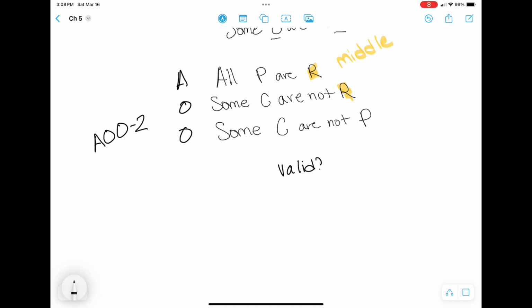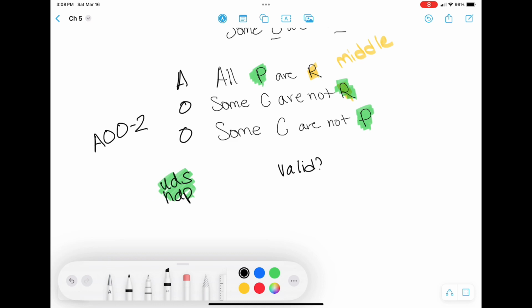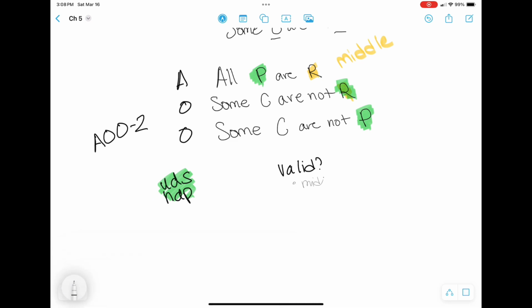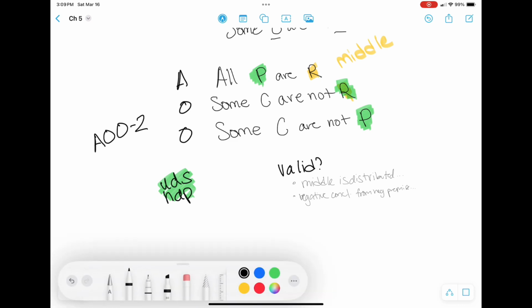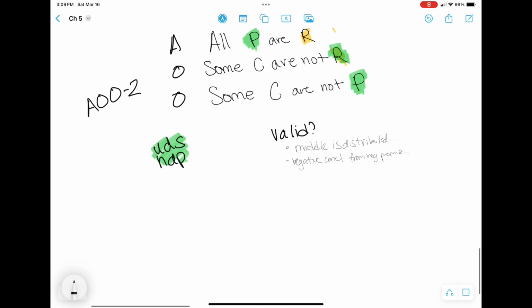Is it valid? Well, remember, let's check what's distributed. Universal claims distribute subject, negative distributes predicate. So I've highlighted which claims here are distributed. And we can see that the middle term is distributed. That's great. There is an affirmative premise. There is a particular conclusion with a particular premise. There's a negative conclusion and a negative premise. Not seeing any rules being broken here.